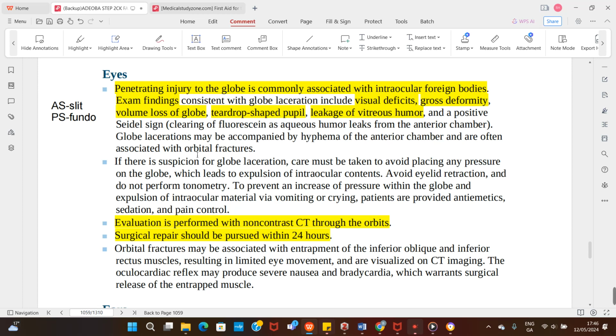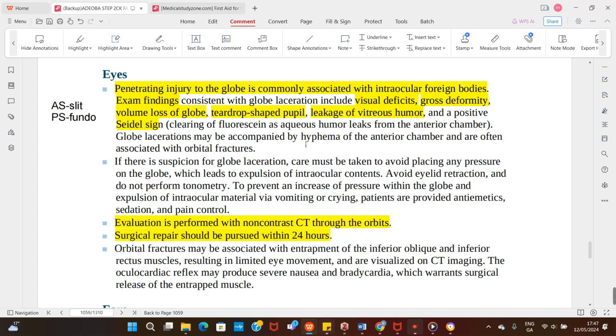You don't do any more examination stuff. Before I move from there, I also need to talk about the Seidel sign. This is a test that backs up open globe injury. What you do here is inject fluorescein into the anterior chamber, and if there is open globe injury, there's going to be wash out of that fluorescein alongside aqueous humor out of the eye. Once you see that leakage, you know there's open globe injury.